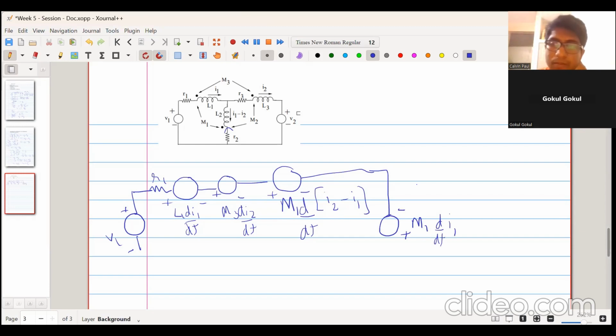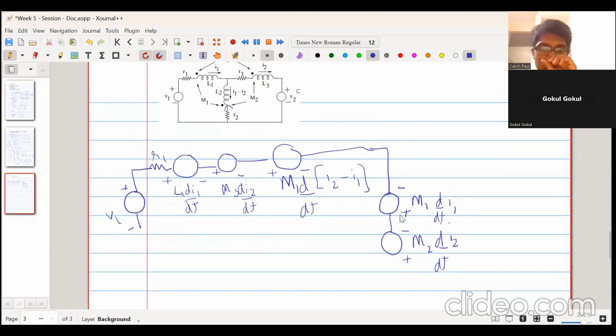Any doubt in this? No, sir. Similarly, for this inductance with M2, it will be minus plus M2 d/dt into the current flowing into the dot. The current flowing into the dot is I2. So we directly write it as I2.